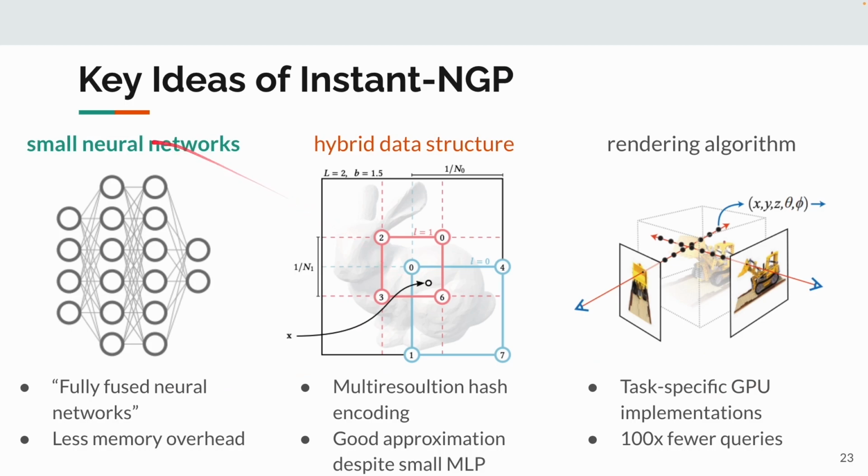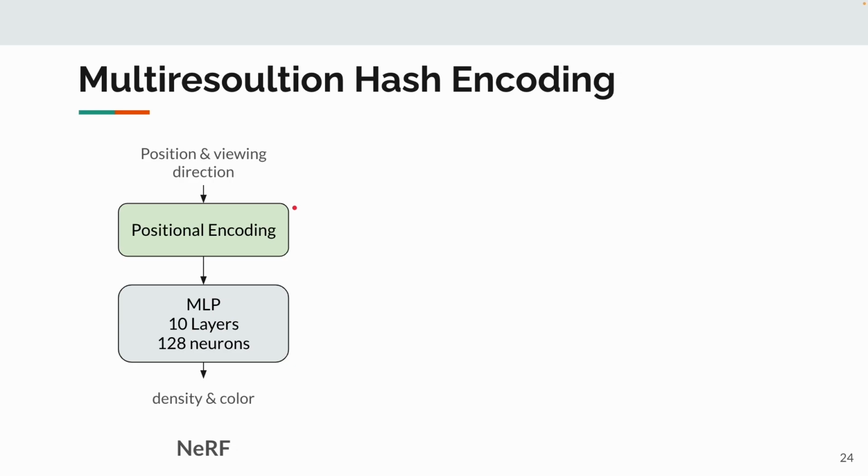Next, after going through the small neural networks, let's talk about the hybrid data structure. To be more specific, this data structure in Instant-NGP is called multi-resolution hash encoding. This hash encoding makes the small MLP able to reconstruct scenes despite having a smaller neural network architecture. In the original NeRF, positional encoding was introduced, encoding the positions and directions with sine and cosine functions, which makes the MLP able to catch high frequency detail.